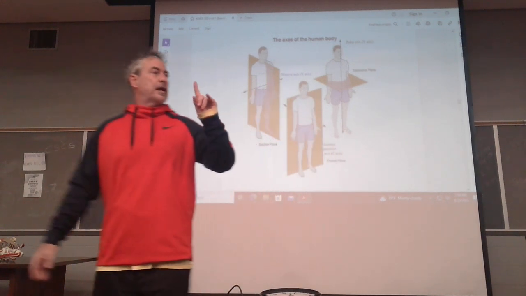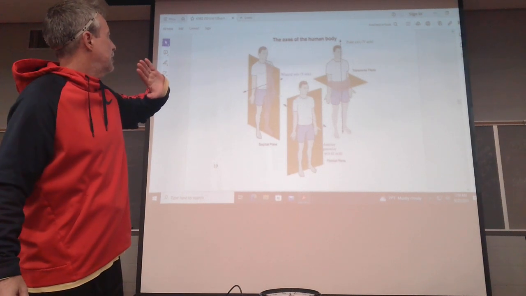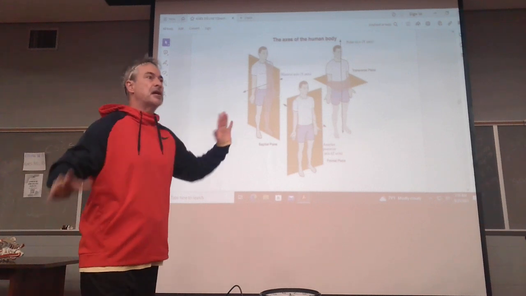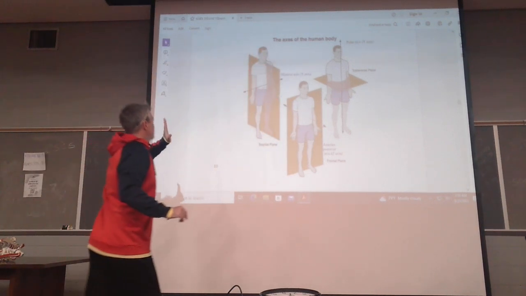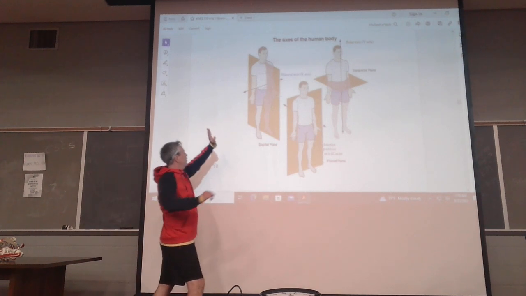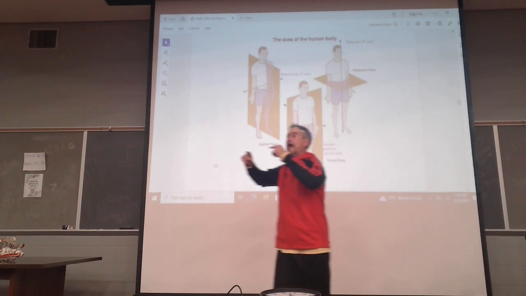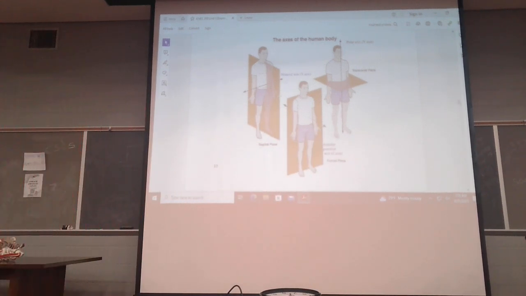And so what I need you guys to really understand is that those slices would be like the view, right? Like the sagittal view, the frontal view, the transverse view. But to actually have movement, sagittal, frontal, transverse, we have to spin. It has to spin.